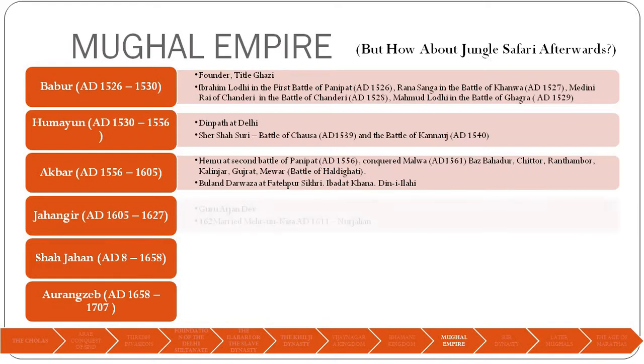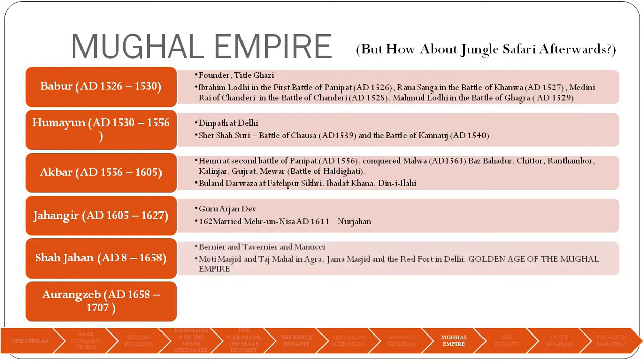Then came Jahangir. He executed the fifth Sikh Guru, Guru Arjan Dev. He married Mehr-un-Nisa in AD 1611 and conferred the title of Nur Jahan on her. He had a chain of justice outside his palace in Agra.